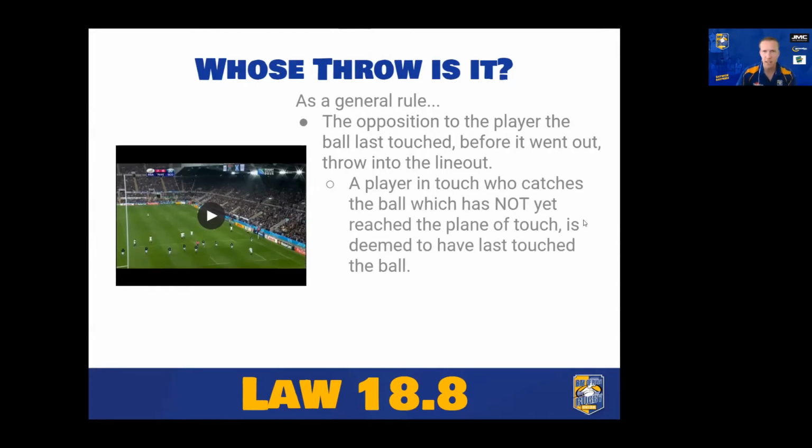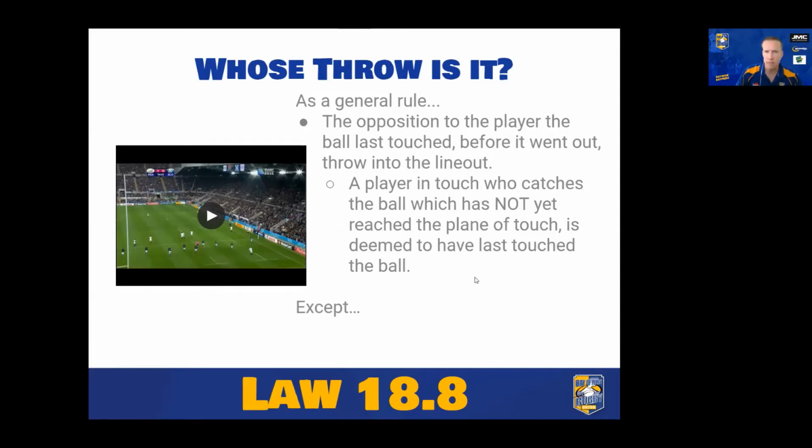Just to clarify that a little more: if a player who's in touch catches a ball which hasn't yet reached the plane of touch, so the player has to be in touch themselves, and the ball hasn't actually got to the plane of touch just yet, then that player is deemed to have last touched the ball. They're the one who has last touched the ball in the field of play, and they're the one who's taken it into touch. So that's a pretty key consideration.